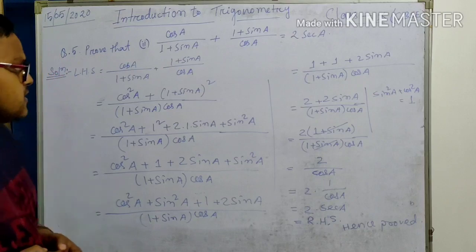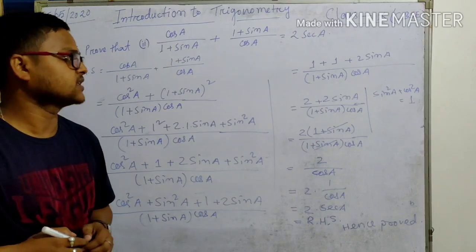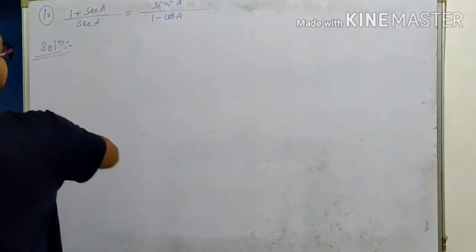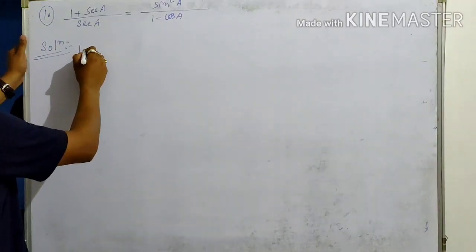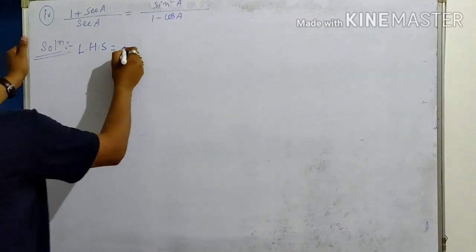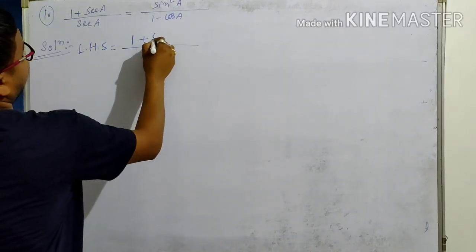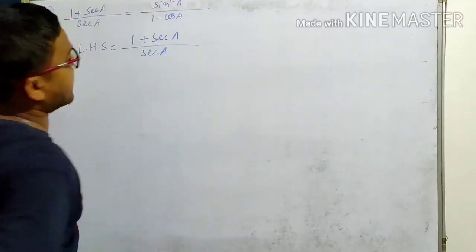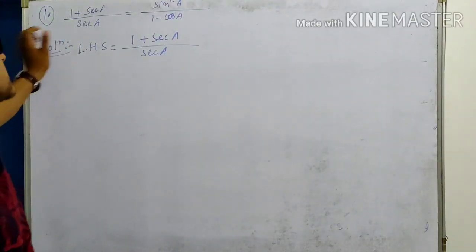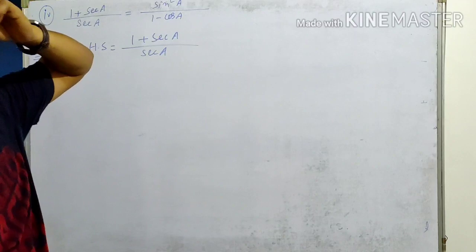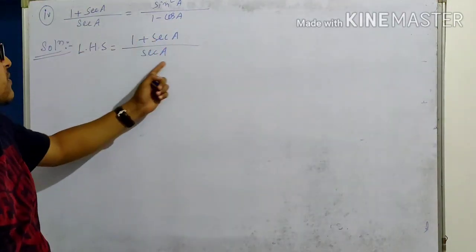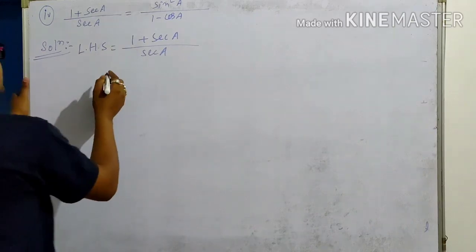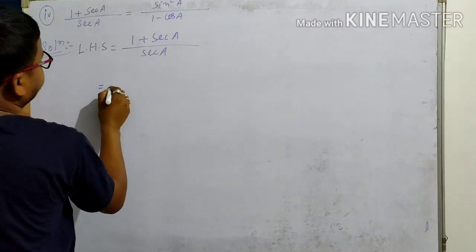Okay. So I will take another problem. Let's see another problem, that is question number 4. So the left hand side part you write first, that is 1 plus sec a divided by sec a. Okay. So in the right hand side it will be in the form of sin and cos. So you have to convert this sec a in terms of cos a. So let's see how we convert this.